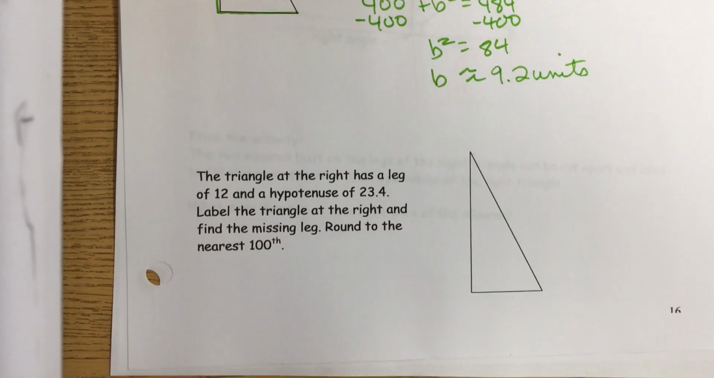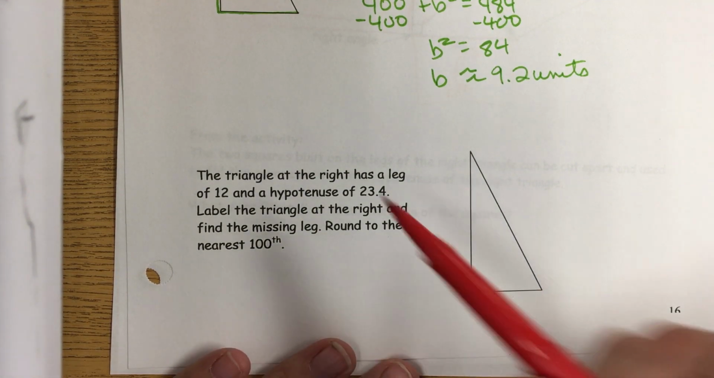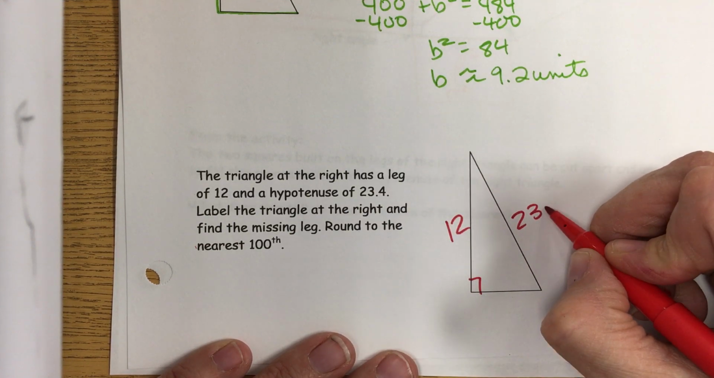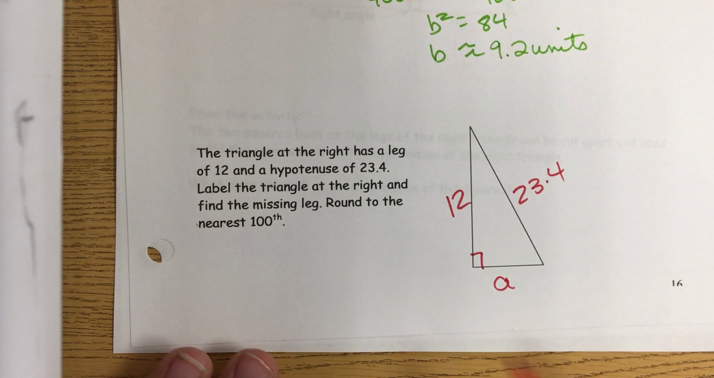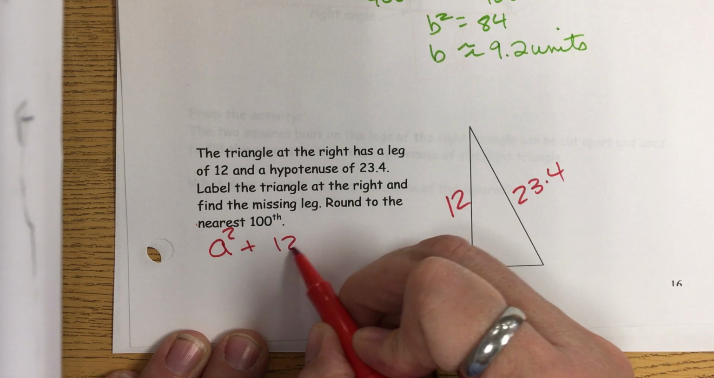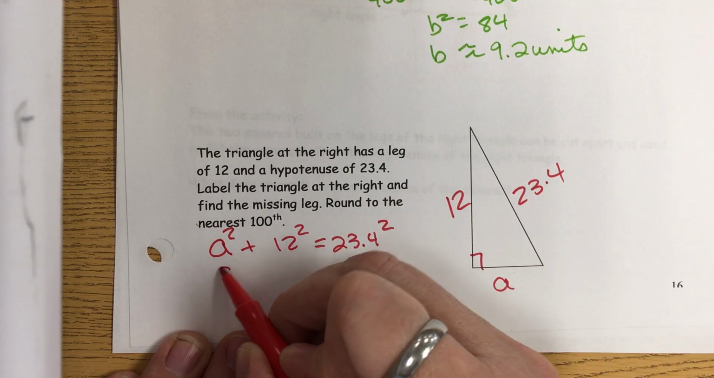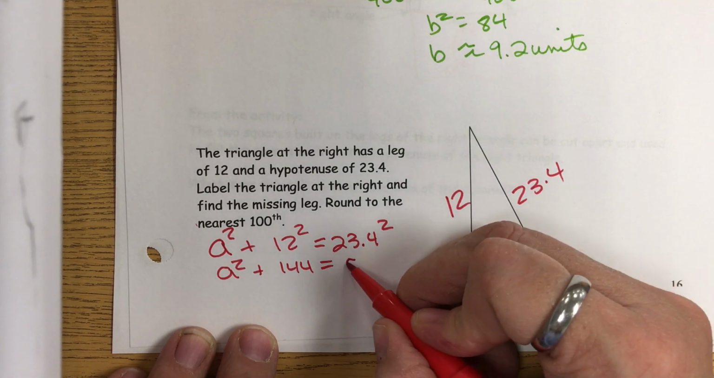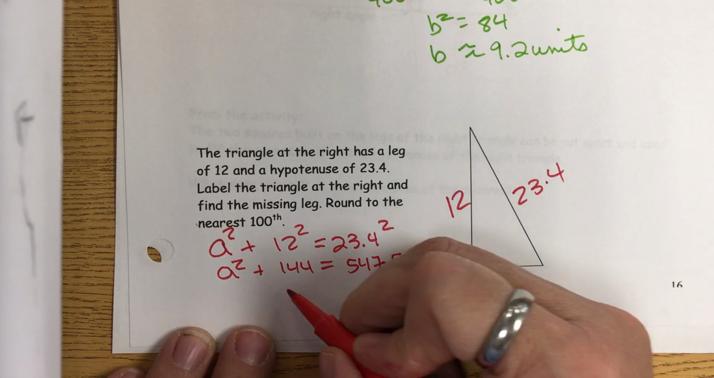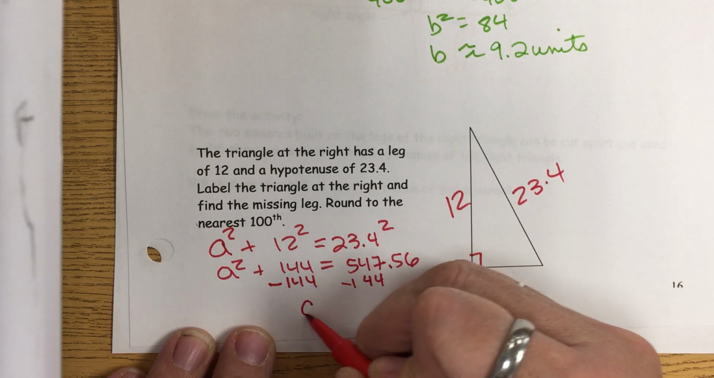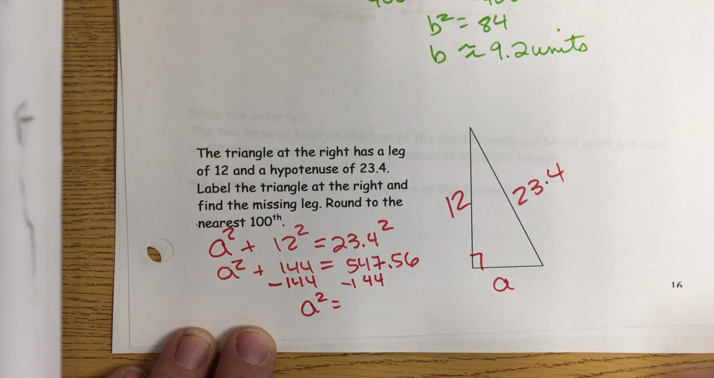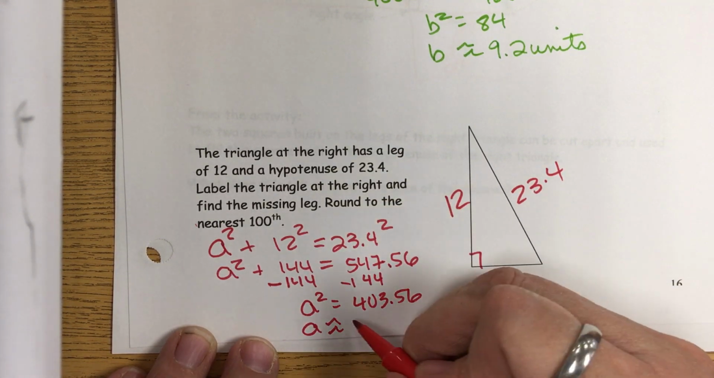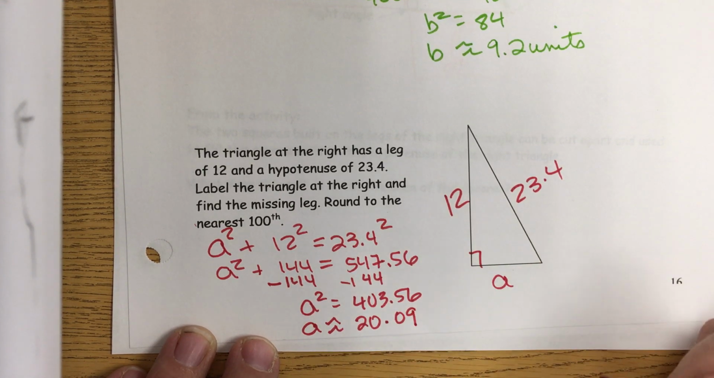Now the last of this kind, here we go. It says the right triangle has a leg of 12 and it has a hypotenuse of 23.4. I'm going to do A just to help you understand that you can switch it around. A squared plus 12 squared equals 23.4 squared. So A squared plus 144 equals 547.56. I subtract 144 on both sides. I get A squared equals 403.56, and then I take the square root. So A is approximately, rounding to the hundredth, 20.09 units.